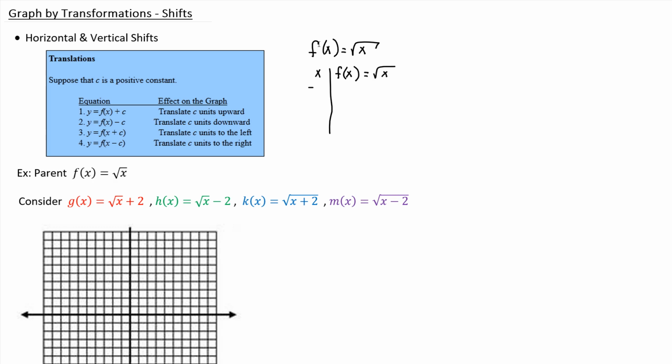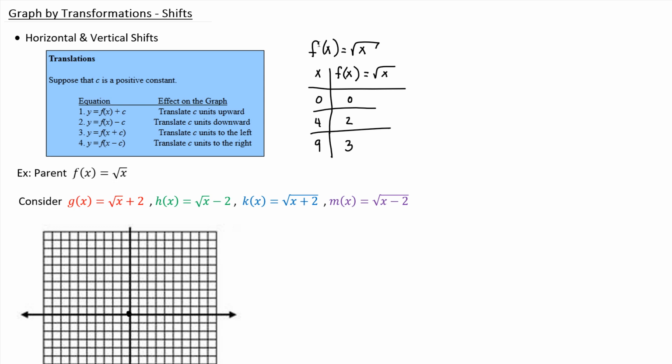With our parent function, we're going to graph like we typically would. We're going to graph point by point. So you want to pick x values that allow you to get the general shape of the graph. Since I'm dealing with a square root function, I know I need to pick 0 and above, and I'm going to pick perfect squares. So I pick 0, 4, and 9. The square root of 0 is 0, the square root of 4 is 2, and the square root of 9 is 3.